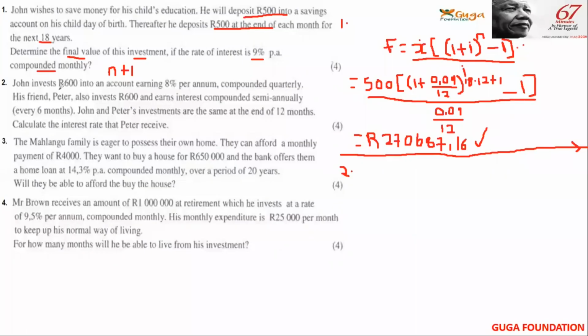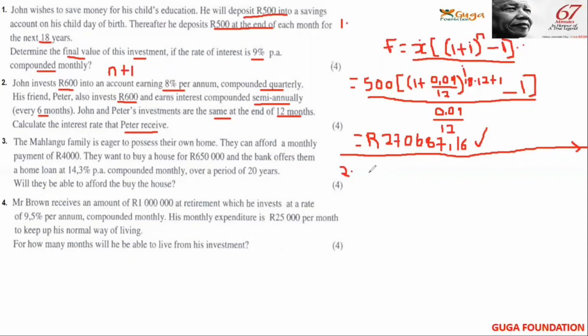John invests 600 into an account earning 8% interest rate compounded quarterly. Okay, quarterly you divide by 4. His friend Peter also invests 600 rand and earns interest compounded semi-annually, meaning every 6 months. That way you divide by 2. John and Peter's investments are the same, so the amount is the same at the end of the 12 months, that is 1 year. Calculate the interest rate that Peter receives.